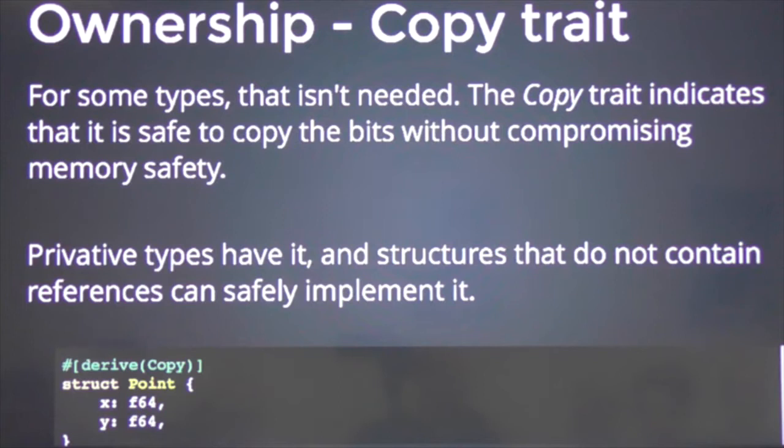One very, very important thing: references to other data cannot implement Copy. Essentially, if you have a pointer to a piece of memory, you aren't allowed to duplicate that pointer because you'd have two owners of that memory. And then Rust will no longer know who needs to free that memory.